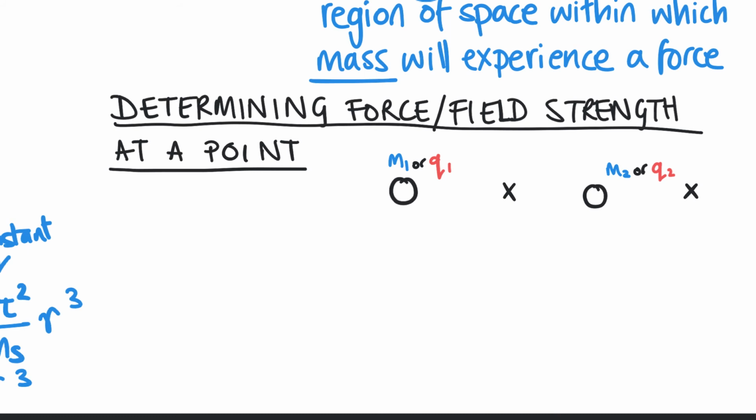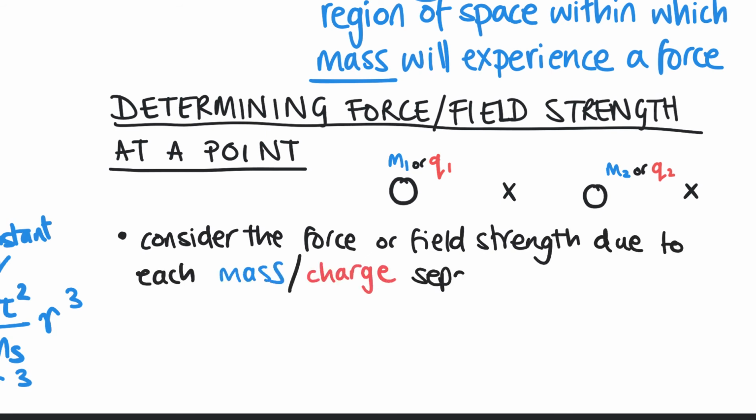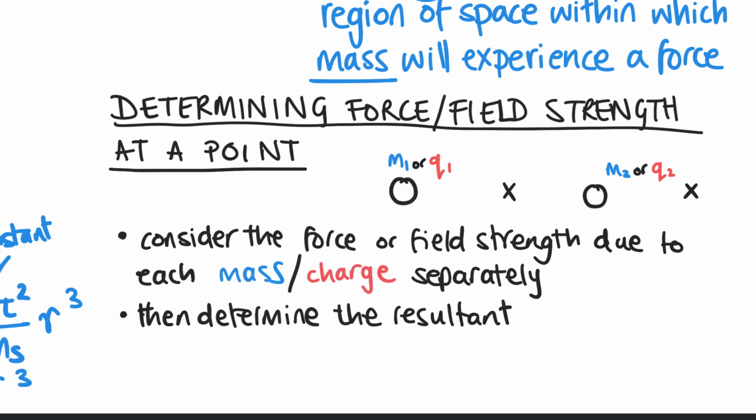What we need to do is consider what is the force or what is the field strength due to each mass or charge separately. So we consider them individually. Once we've determined the force or the field strength individually, then we combine them to determine the resultant. So the direction is going to be important here. Remember that gravitational fields are always attractive, whereas electric fields can be attractive or repulsive. And we always consider what would happen if we were to place a test charge that was positive.